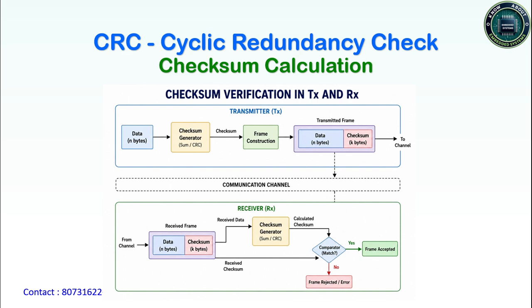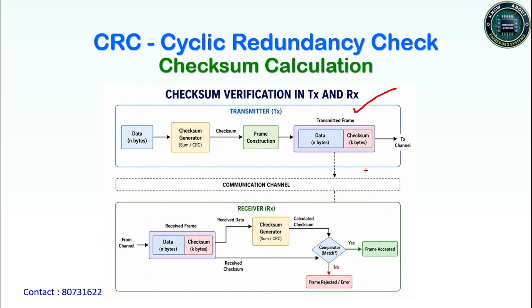CRC, Cyclic Redundancy Check, and how to calculate the checksum. So guys, you must know one important thing in our embedded system. CRC or checksum plays a very important role in our embedded system, especially in communication. Whenever you're transmitting data and whenever you are receiving the data, after receiving the data, you should check whether the data I have received is proper data or not. You can see here, this is my transmitter section and this is my receiver section.